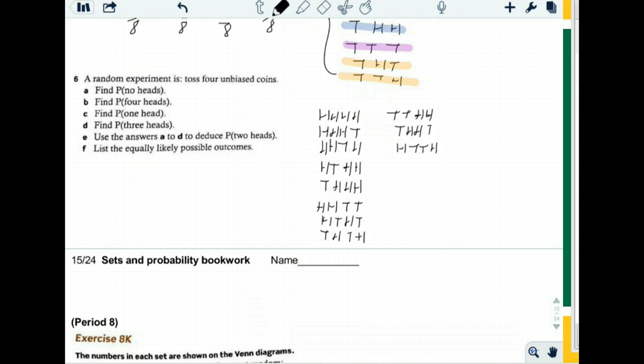And then we have the case where we have one head. So that would be heads, tails, tails, tails. We have tails, heads, tails, tails. We have tails, tails, heads, tails. And we have tails, tails, tails, heads. Okay, and then last of all, we have the case where we have four tails. Okay, so there's 16 possibilities here.